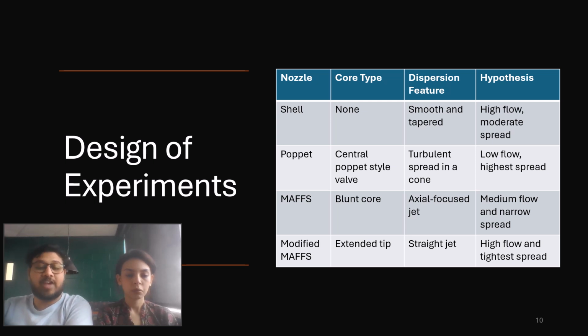The MAFs system would have medium flow and narrow targeted spread, while the modifications we made to the MAFs system would increase the flow and give us a tighter spread for precise water delivery.